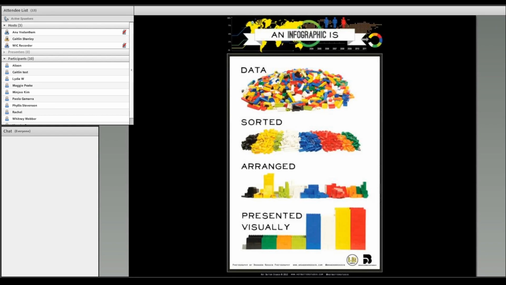This is the first of several infographics about infographics that we'll look at today, but I think it's a pretty nice one using Legos. So infographic is data. It's sorted, it's then arranged, so you can see the relationships between different things. And then last, it's presented in a visual way.